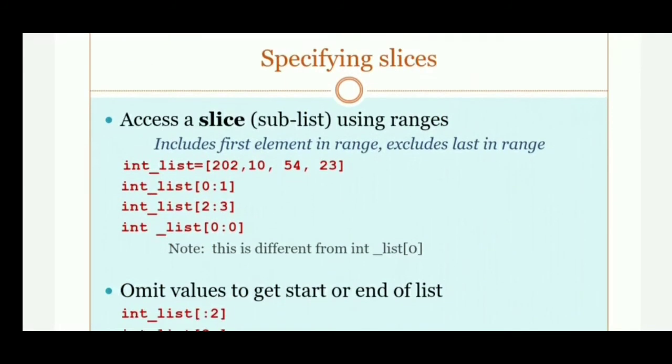Next one, slicing. Slice means you can take multiple values by using a colon operator. Here you can see int list 0:1 means it takes elements at index 0 to 1. The second one, 2:3, means it takes elements present at index 2 to index 3. In the case of the last one, 0:0, it will show only one element, the first one.